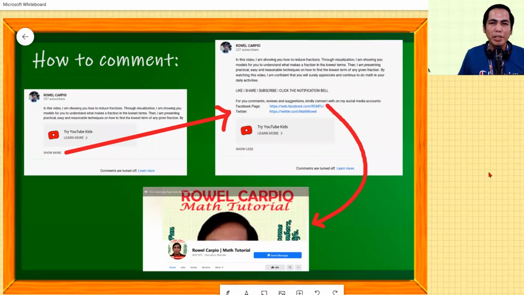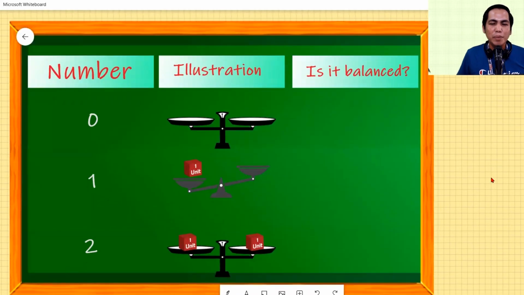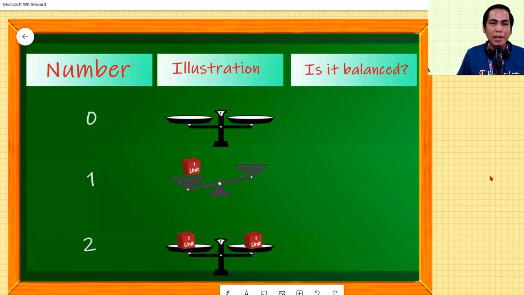Going back to our discussions on differentiating odd numbers from even numbers. To help us out, let us have these illustrations or our model. We will be using this balance model. If you can see here, in our balance, we have two pans. This is where we are going to place our objects to be compared.